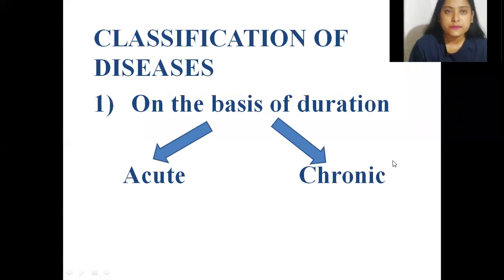So basically types of diseases means how many types of diseases are there, on what basis we can classify them. That is what we are going to discuss today. So here we will start with classification of diseases. There are numerous ways by which we can classify diseases into different categories. First one is on the basis of duration. On the basis of duration we can classify diseases into two categories, that is acute and chronic.